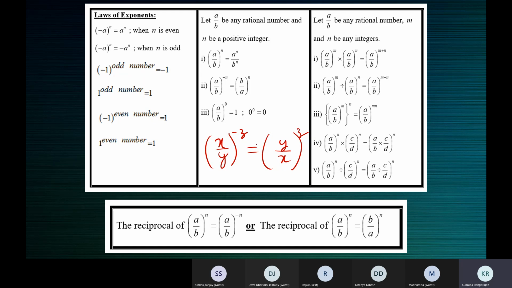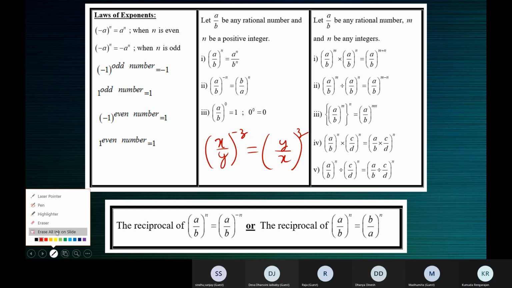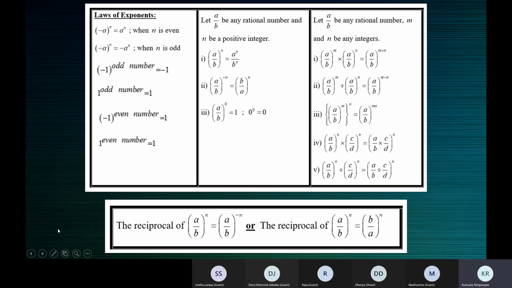But if you make only one change, you're writing the reciprocal of the given expression. That's what we need to understand very clearly. The two components are base and power. When you take the reciprocal of the base and the negative of the power, you're writing the equivalent of the given expression. But supposing you take the reciprocal of the base, but you write the power as it is, that means you're writing the reciprocal of the given expression.